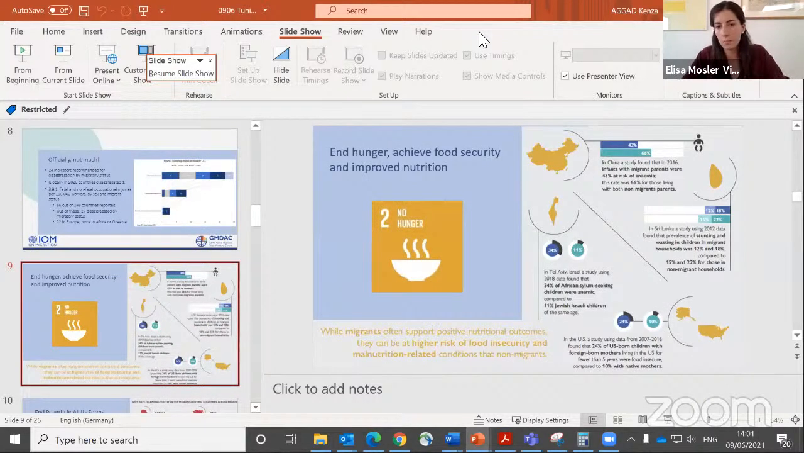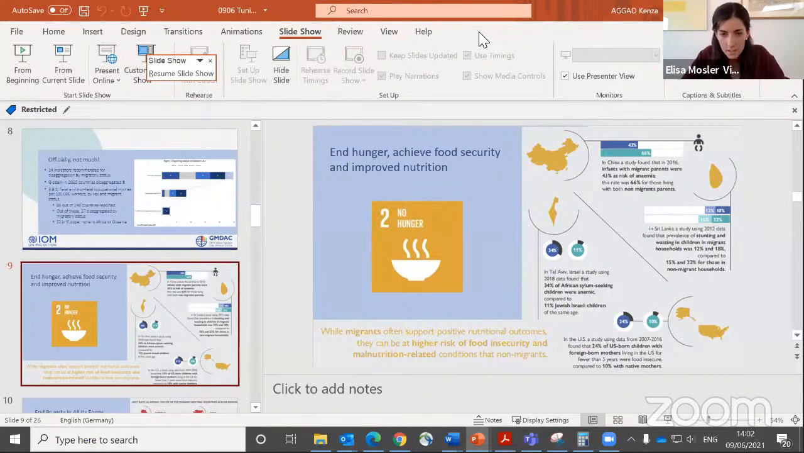However, we put together some existing evidence relating to different SDGs that do in fact disaggregate by migratory status. I'm just going to present 2 or 3, so I'm not going to go into a lot of detail today, but you're welcome to look at this research yourself, and I'll share the relevant link at the end of the presentation. We have here SDG 2, which is on hunger. While migrants often support positive nutritional outcomes, whether for themselves or for their families left behind, they themselves can be at higher risk of food insecurity in some contexts in relation to non-migrants.